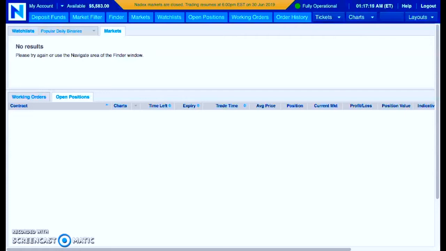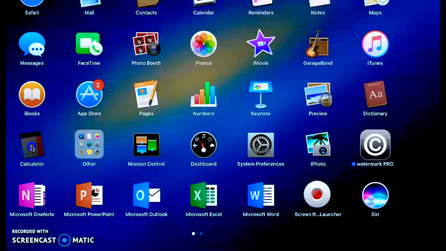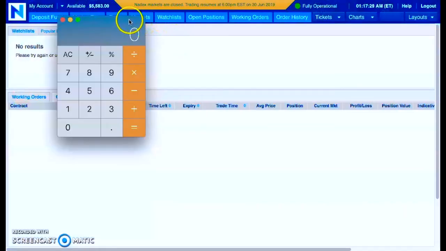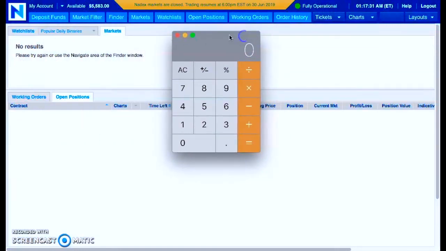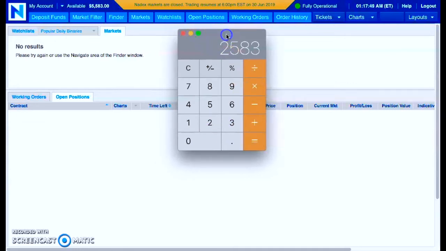So actually, let's get that out the way. Let me pull up my calculator. My trusted calculator. So what we're going to do is take the 5583 and subtract 3,000. And that leaves us with 2583. So 2583 is actually what I'm going to withdraw.